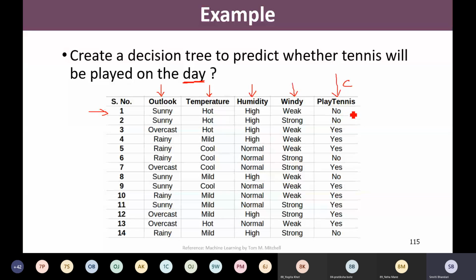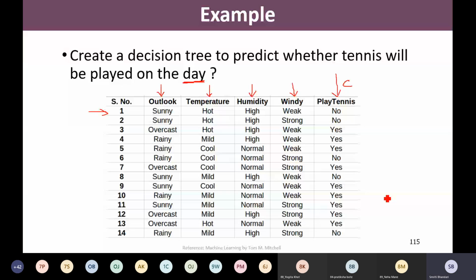Associated with those 4 features, we also have the label, and based on this data, we are supposed to come up with a decision tree such that whenever a new example is presented to our decision tree, it should predict whether to play tennis or not. Correct? Have you understood the problem? Yes, ma'am.